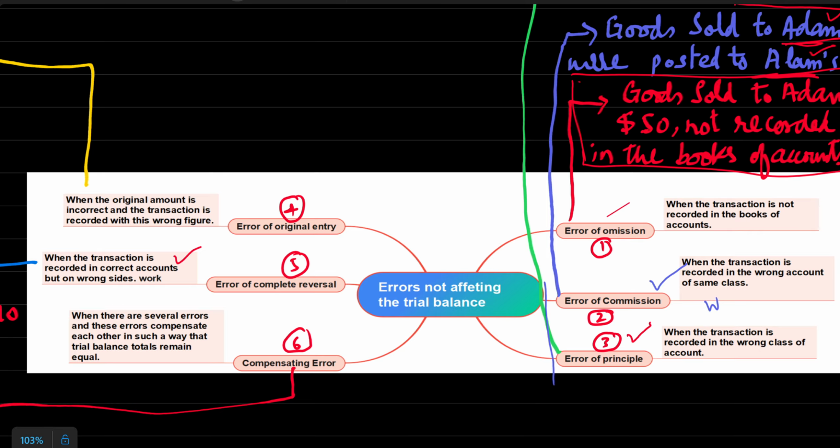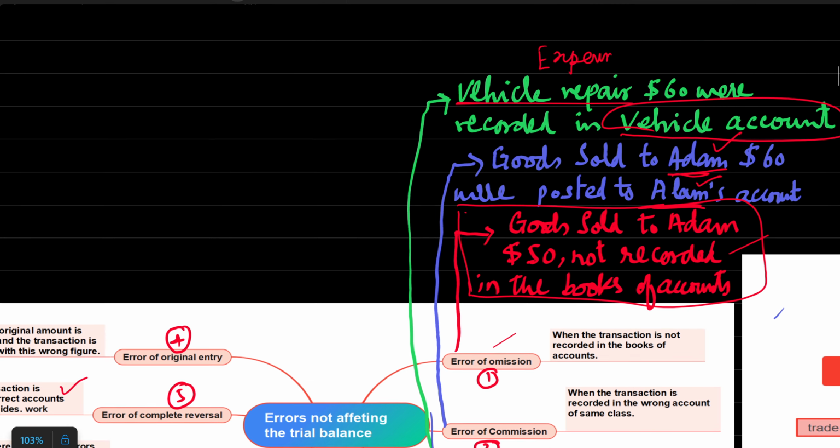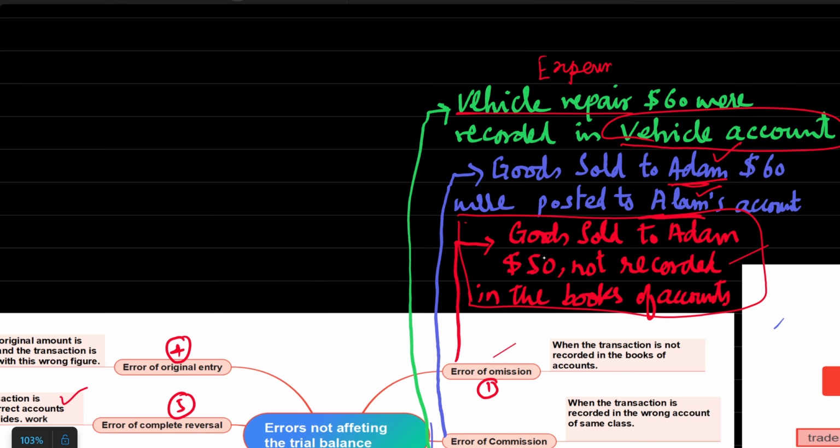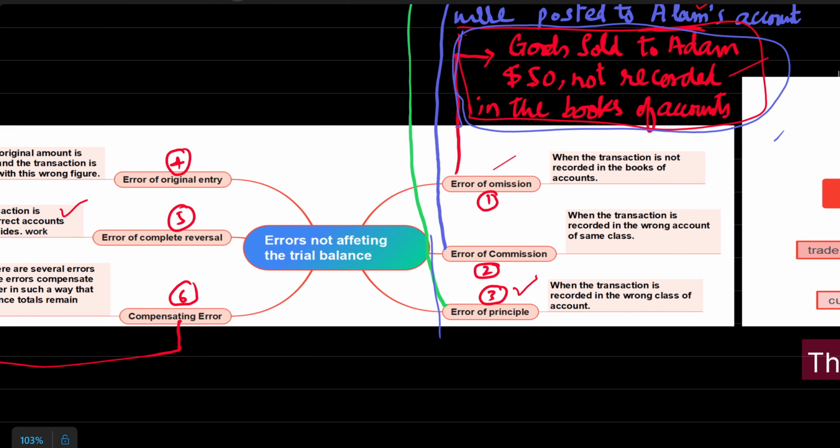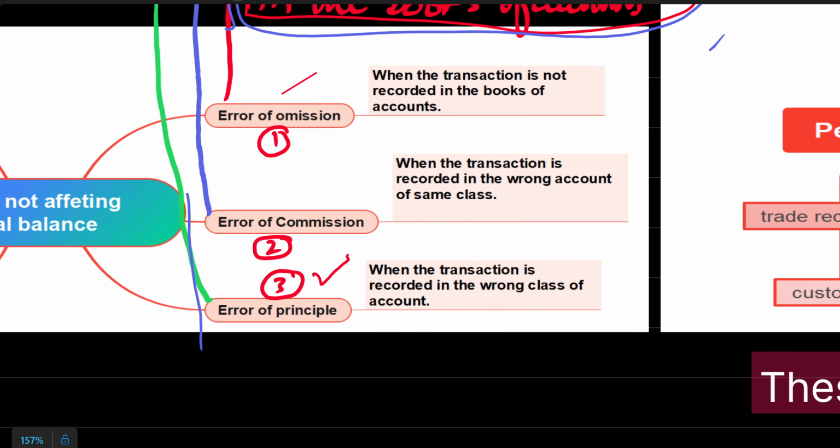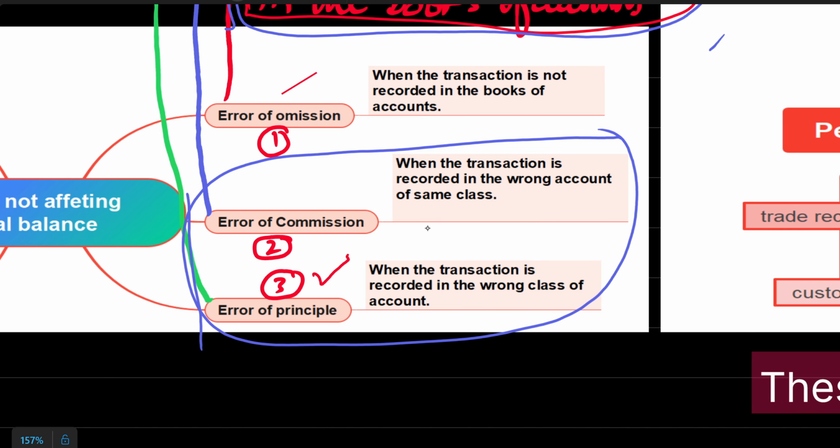Error of omission is when we forget to record a transaction. For example, goods sold to Adam $50 not recorded in the books of accounts. Error of commission and error of principle, these both types of errors are when a transaction is recorded in the wrong account.